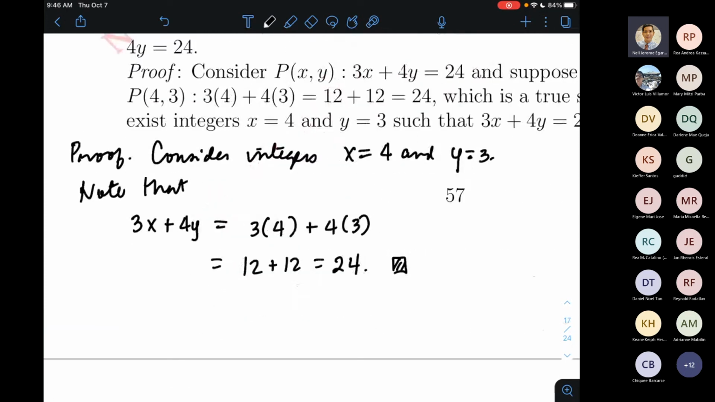Pakita nyo, magbigay kayo ng example. Kine-claim ng theorem, may nag-exist na x and y. So magbigay ako ng x and y na integers. Okay? Tapos pakita ko na nasa-satisfy niya yung kine-claim sa theorem. Kinlaim ng theorem na 3x plus 4y ay 24. So pakita ko lang na nasa-satisfy nung binigay kong example yung 3x plus 4y equals 24.